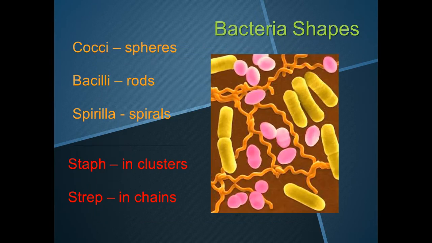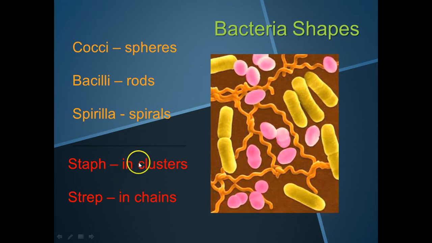Now let's move on to bacterial shapes. There are 3 basic shapes. The cocci, these are the spheres that you see in this photo. The bacilli, these are the rods. And the spirilla, which would be the spiral shaped.